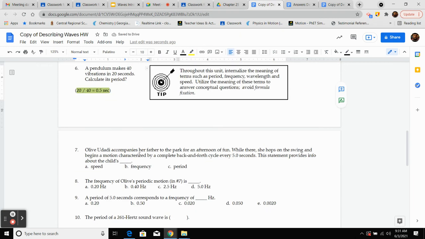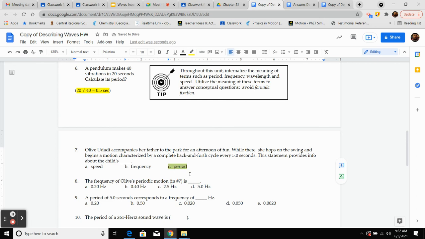Number 7, Olive accompanies her father to a park where they're on a swing, motion characterized by a complete back and forth cycle every 5 seconds. That statement provides info about what? If it does 1 cycle in 5 seconds, what would that be? Frequency. Period. It could be, but we're looking more for period here, even though you could find the frequency from that. Because it's telling you it's completing 1 back and forth motion every 5 seconds, that would be more so a period.